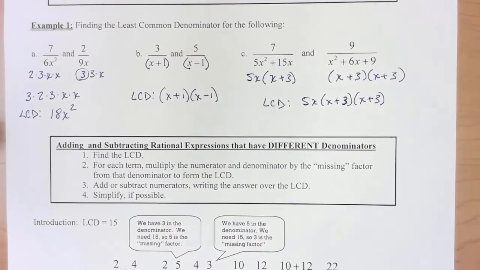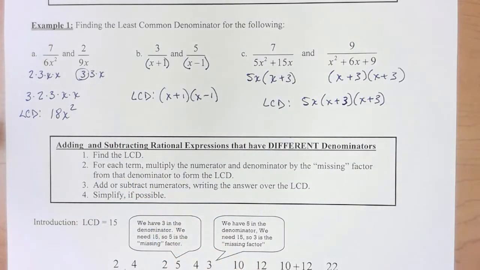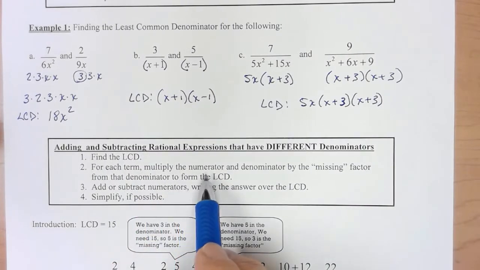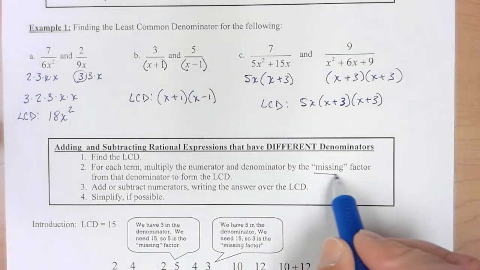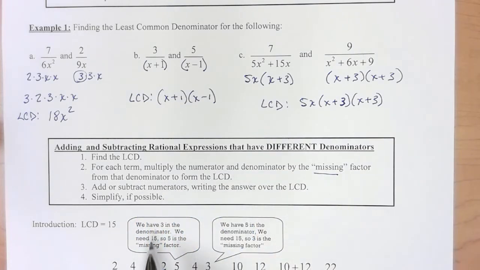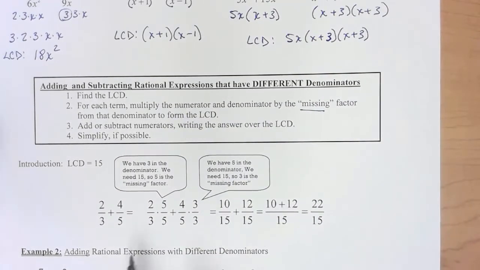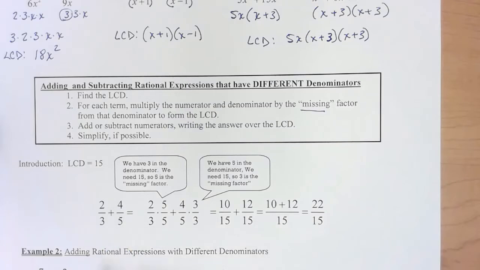Adding and subtracting rational expressions that have different denominators. Your first job is what we just did. Go find the LCD. For each term, multiply the numerator and denominator by the missing factor from that denominator to form the LCD. Add or subtract numerators, writing the answer over the LCD. Simplify if possible. Now this goes back to when you first start playing with fractions. I've got 2/3 plus 4/5. This is sort of similar to B up there.